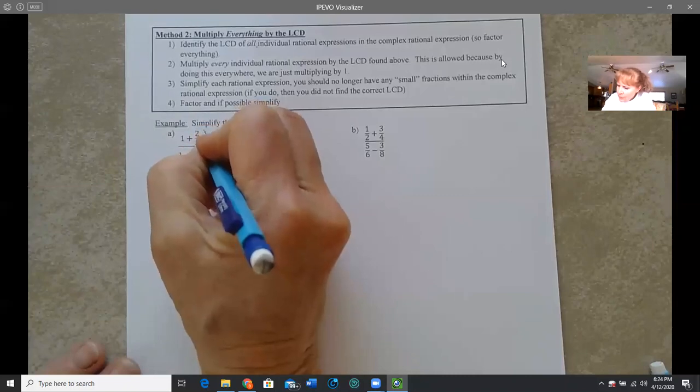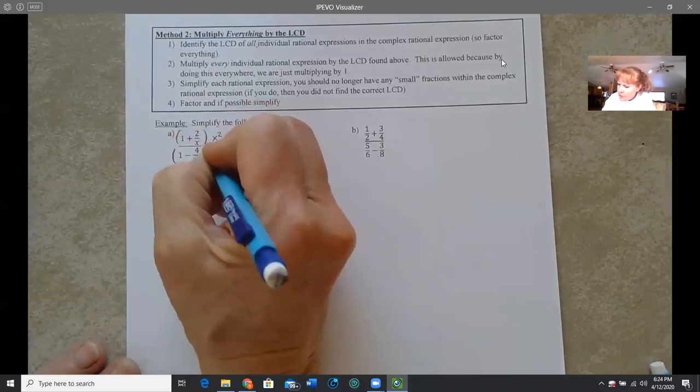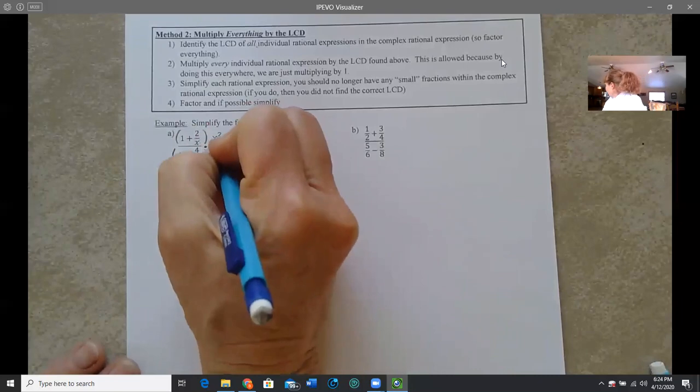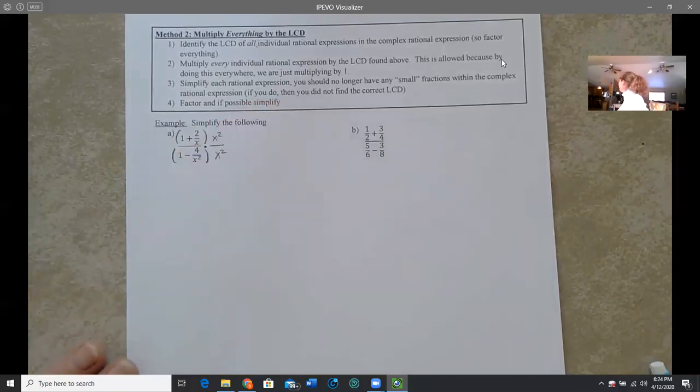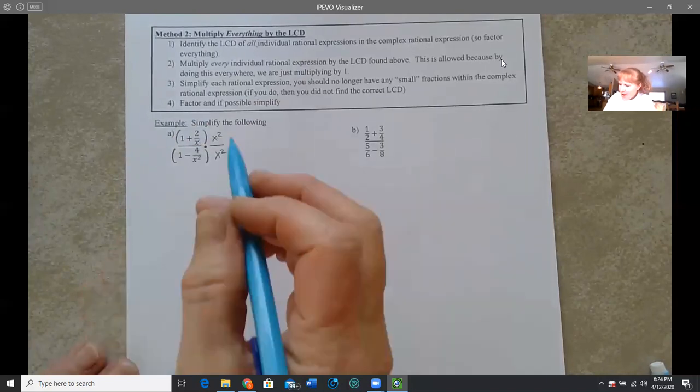Now, when you do this, when you multiply this first numerator by x squared, sweetheart, could you turn that down a little bit? I'm recording this lesson. Thank you. Okay. All right.